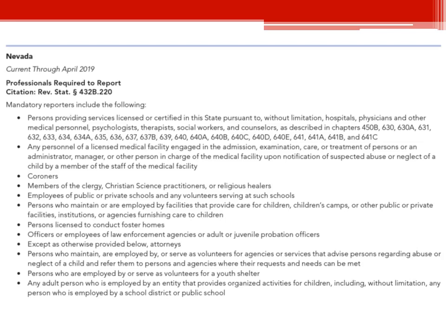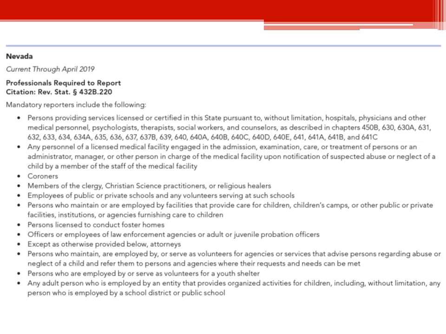Here in the state of Nevada, the mandatory reporters include just about everybody that works in the medical field, certainly hospital physicians, psychologists, therapists, social workers, counselors. Coroners are required to be mandatory reporters, as are members of the clergy. Anybody that works in a public or private school, even if only as a volunteer, is a mandatory reporter, along with people who are licensed to run foster homes, attorneys, anybody who works in law enforcement, not just the sworn law enforcement officers, but other employees as well.